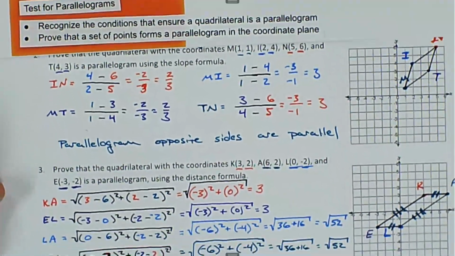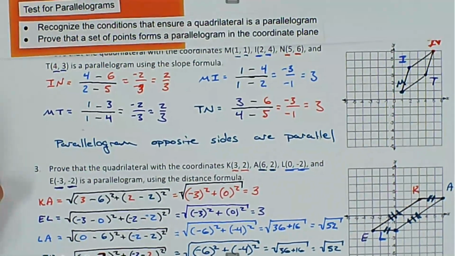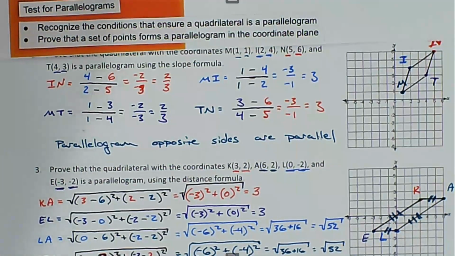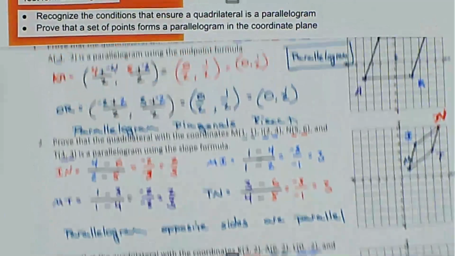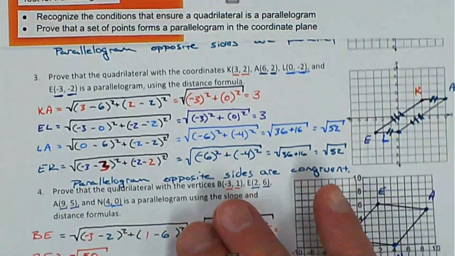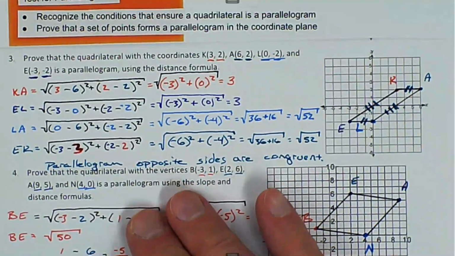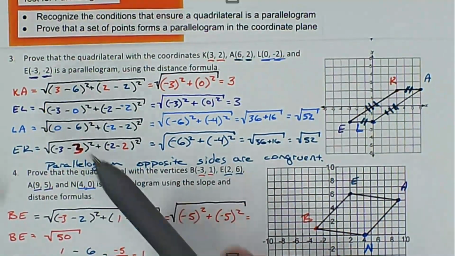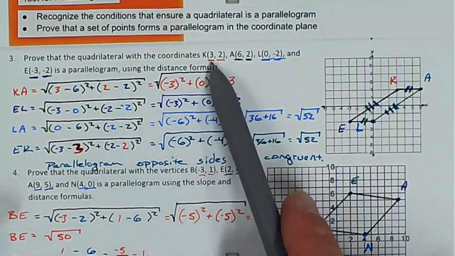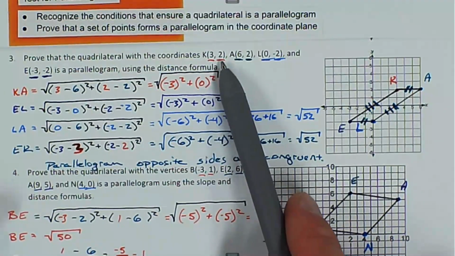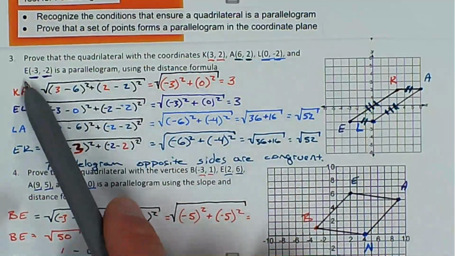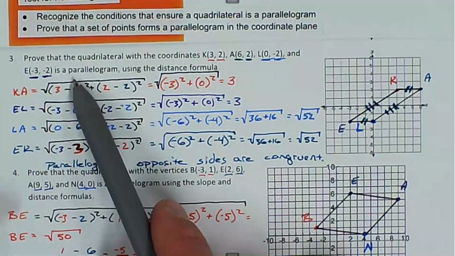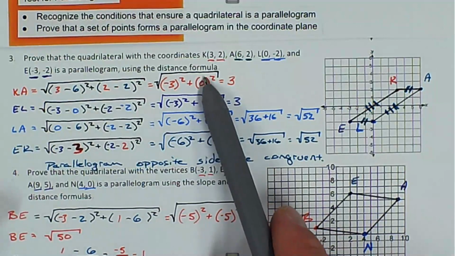Number 3. Prove that the quadrilateral with coordinates K is (3, 2), A is (6, 2), L is (0, -2), and E is (-3, -2) is a parallelogram using the distance formula.